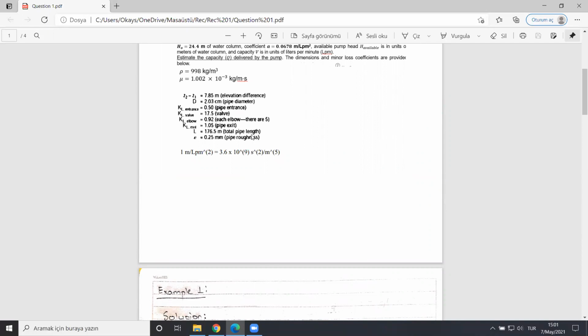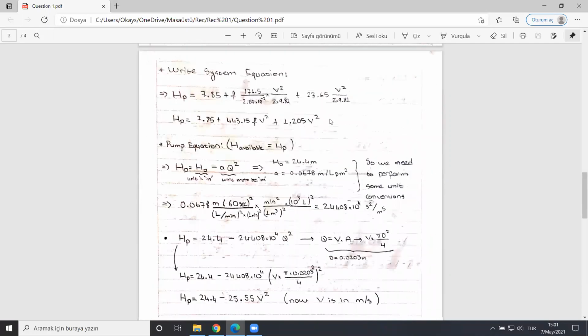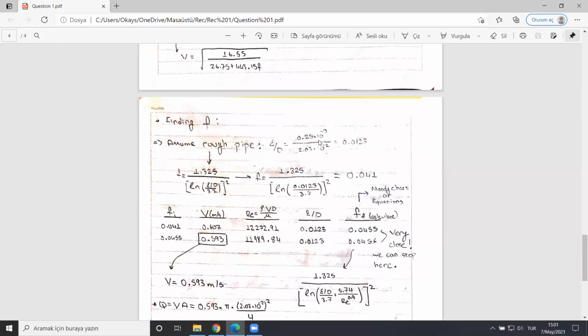So you'll divide by 100 to get meters. These are just unit conversions, and I did them here. Here you can see my unit conversions, and you do this calculation, epsilon over d, and this is our relative roughness. Now we can just put it here and find our initial F value, which, I did here, you can see, is equal to 0.041.